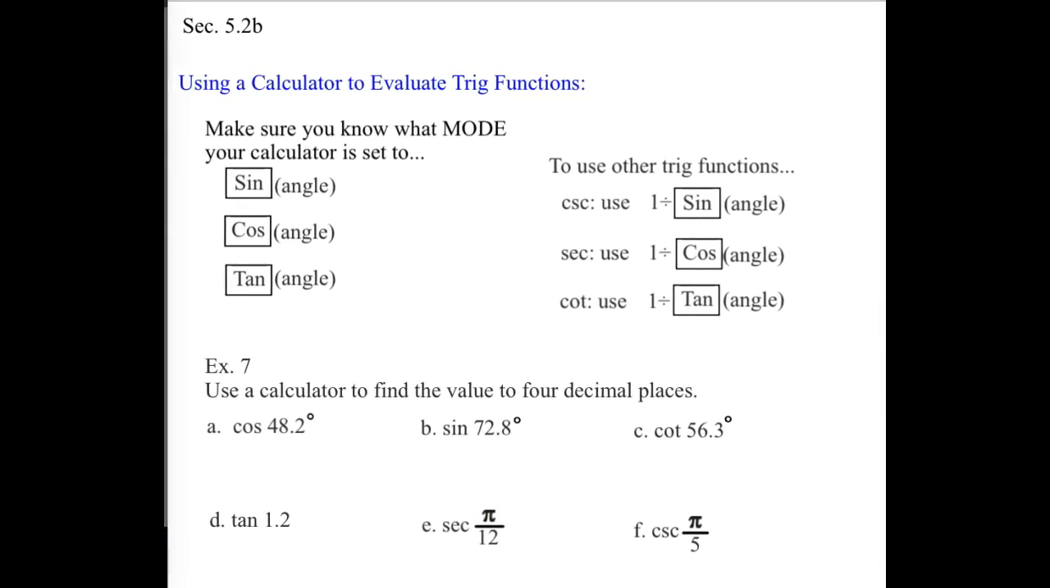So using a calculator, we can find the sine of whatever angle we have, whether it's in degrees or radians, just making sure we have the mode set. If we want to use those other three trig functions, keep in mind that they're just reciprocals of the other three. So if I want to do cosecant, I'm really going to do 1 divided by sine. If I need secant, I'm going to do 1 divided by cosine. And cotangent would be 1 divided by tangent of that angle. Okay, so your calculator only has sine, cosine, tangent, but you can flip them over to get the reciprocals.